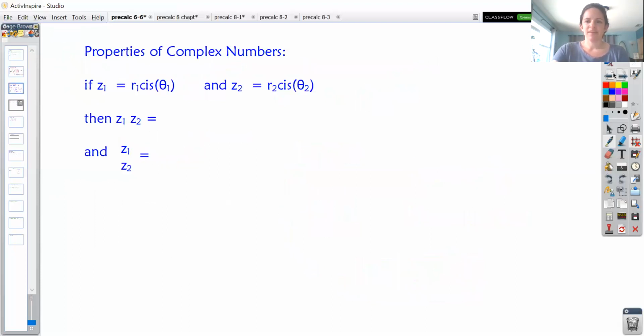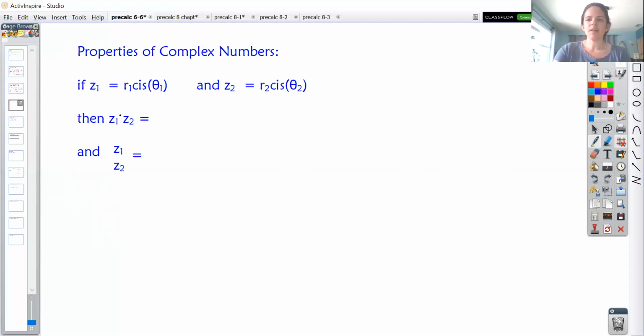So here are the properties that I was alluding to at the beginning of the lesson. Complex numbers have their own set of properties, right? So like you know that i squared is -1, etc. But if you write the complex number in trig form, then they have some more properties that you didn't know about. So if Z1 is R1 cis theta 1 and Z2 is R2 cis theta 2.